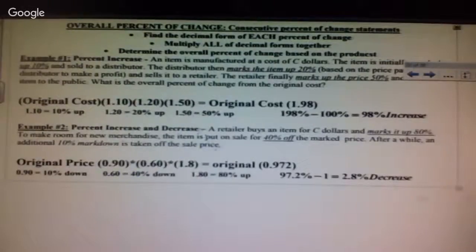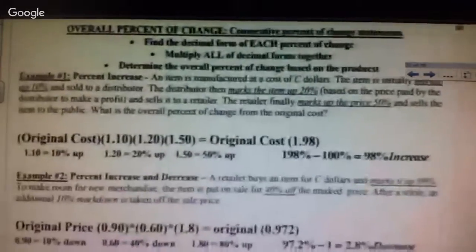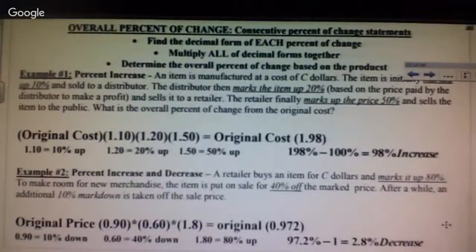So, overall percent of change. We need to find the decimal form of each percentage of change. So, just like we did with the last problems, does it need to be added to 100 and then changed to a decimal? Or does it need to be subtracted and changed to a decimal? Then we multiply all of the decimal forms together and determine the overall percent of change based on the product.